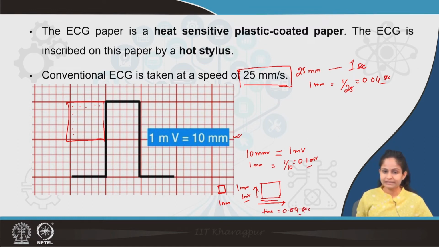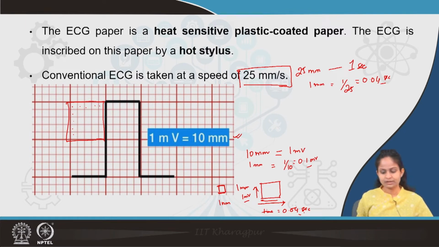Now, these millivolt deflections and these values of time duration, 0.04, are all important for calculating various segments, various intervals, various waves: the P waves, the QRS complexes, the T waves, what is the duration, what is the amplitude, and the interval and segment durations. So, these are very important. We will learn this further in the next lecture when we do interpretation of the ECG.